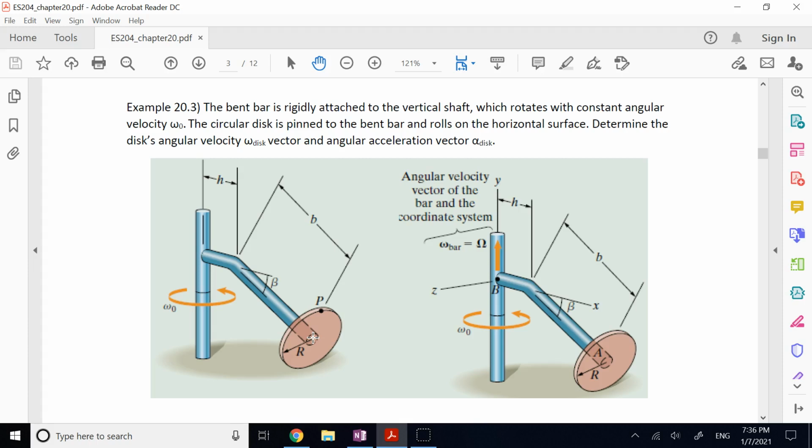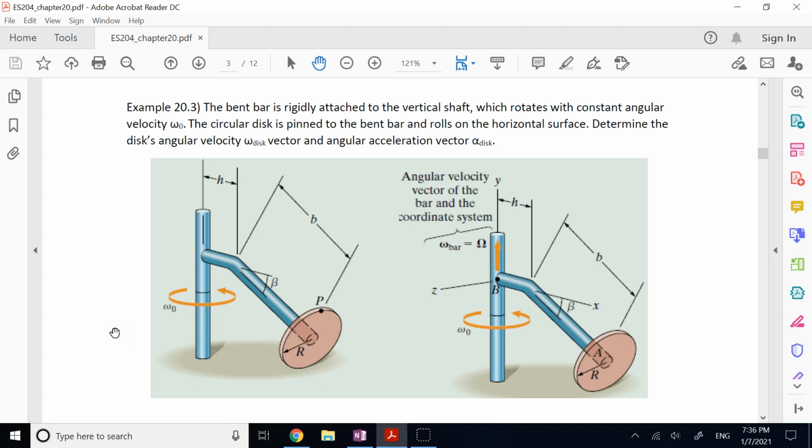And what we want to find is, if I give you omega naught as a parameter that is given, and the length h, length b, radius r, and angle beta are fixed quantities that we know, you tell me, first of all, what is the angular velocity of the disk with respect to the ground, and then what is the angular acceleration of the disk with respect to the ground. Okay, so what is omega of the disk? What is alpha of the disk?